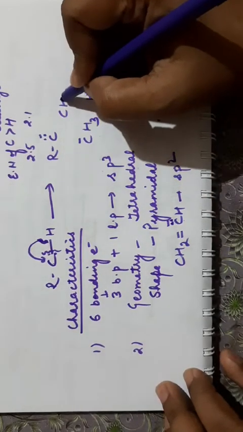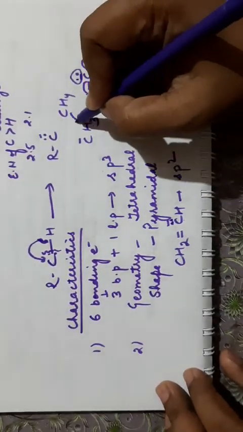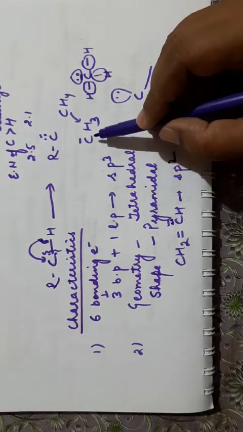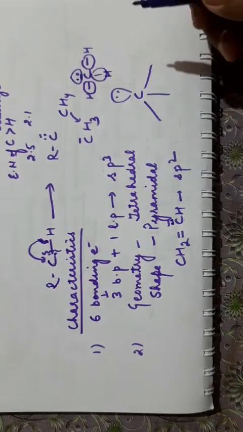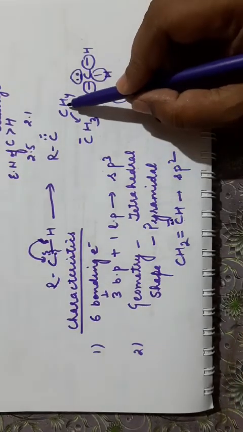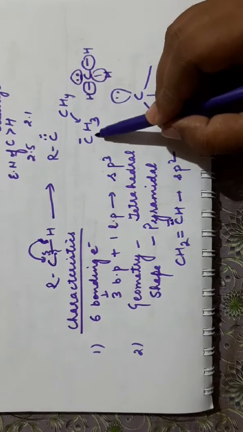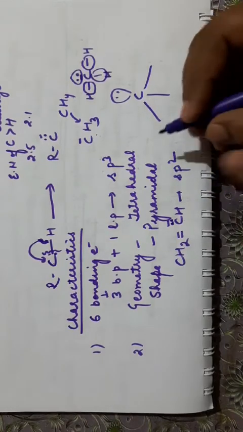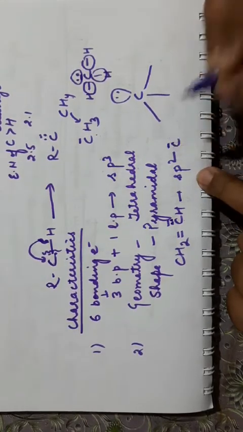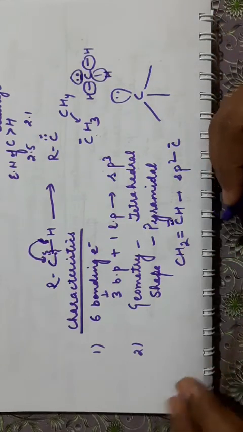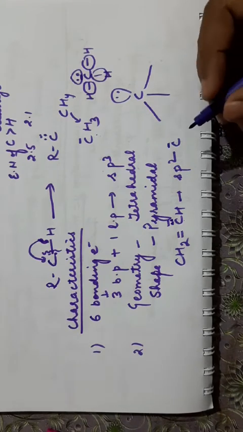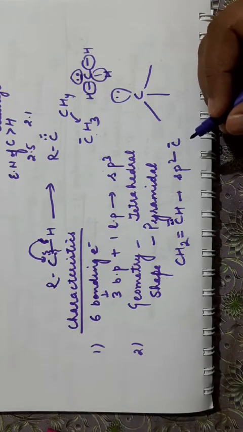Here CH4 has sp3 hybridization. When one hydrogen is removed, it still has sp3 hybridization. So hybridization does not change whenever a carbanion is formed. If you are forming a carbanion from an sp3 hybridized carbon, you will get an sp3 hybridized carbanion. If from an sp2 hybridized carbon, you will get an sp2 hybridized carbanion. If from an sp hybridized carbon, you will get an sp hybridized carbanion.